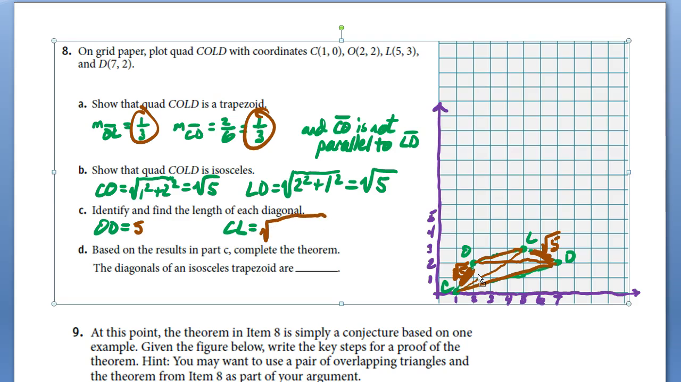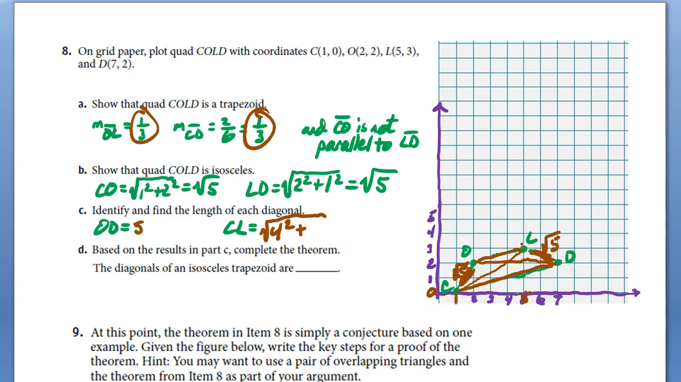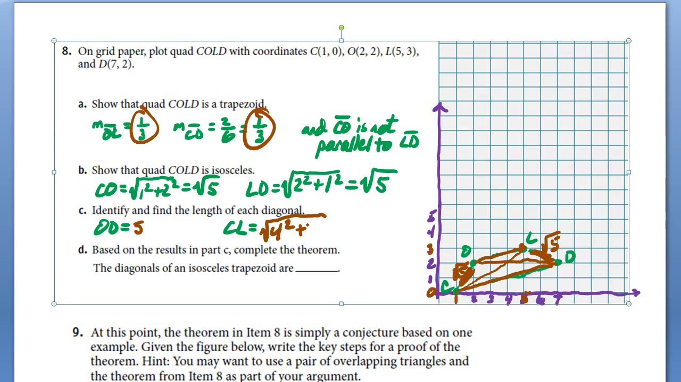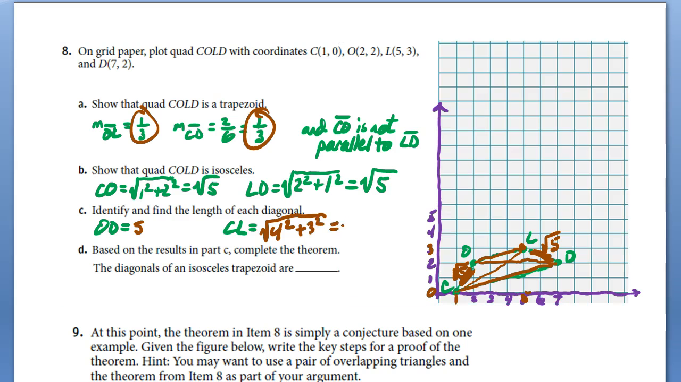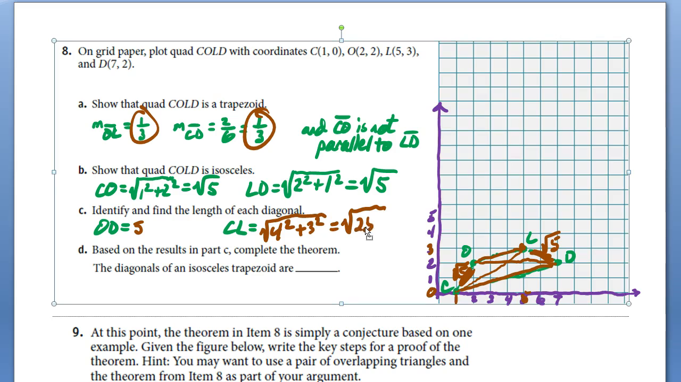Square root. Okay, let's find the difference of the x-coordinates. This x-coordinate is at 1, and this x-coordinate is at 5, and so the difference is 4 units. Plus, now let's do the difference of the y-coordinates. This y-coordinate is at 0, and this one here is at 3, so the difference of the y-coordinates is 3. Now let's simplify this square root. 4 squared is 16, 3 squared is 9. That makes 25, and the square root of 25 is 5. Based on those results, complete the theorem. The diagonals of an isosceles trapezoid are congruent.